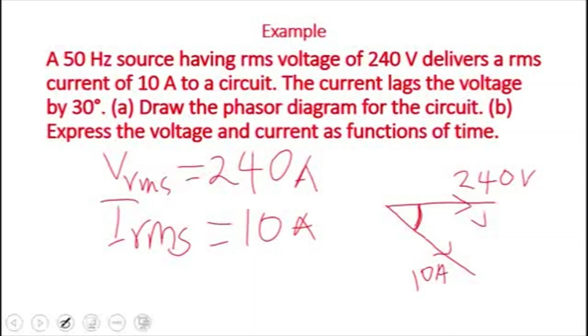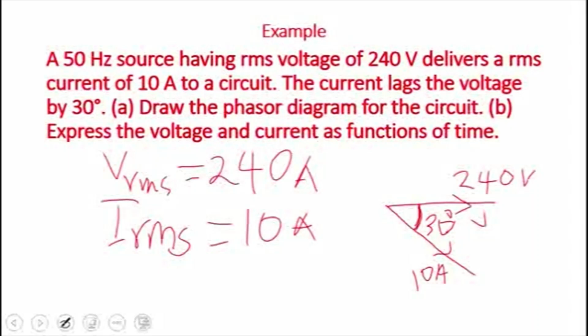So we have a 240 volt source and then a 10 ampere current, and this is the phasor diagram that can represent them. So you can place the 30 degrees in here to show the phase relation between the two of them.